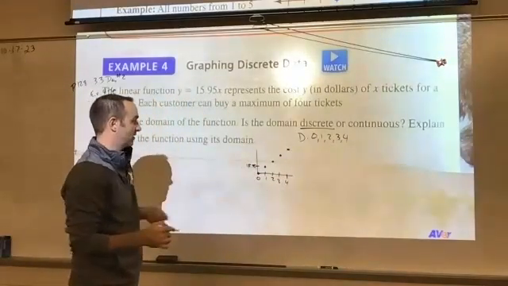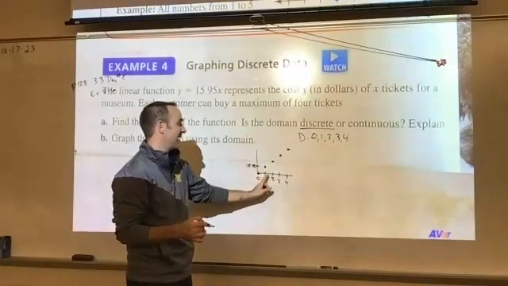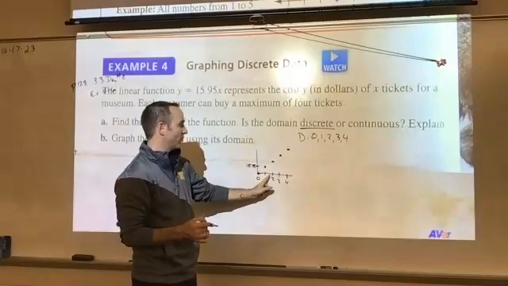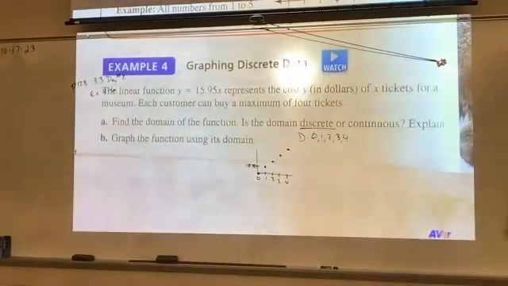So our graph is going to look like that with just the dots, because we can't have the value in between, right? I can't have a data point at 1.6 tickets because that's impossible. I can't do that, okay? Let's look at the other side of things with a continuous example.